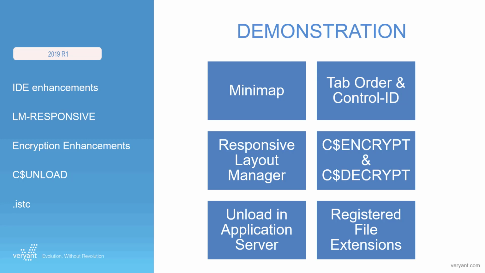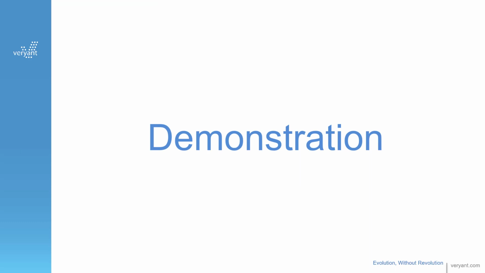We're going to look at two new features in the IDE, the mini maps and the tab order and control ID display in the screen painter. We'll go over how the new responsive layout manager helps you build screens that adjust for the screen size so your application looks just as good on a phone as it does on a large monitor. We're going to look at two new libraries, C$encrypt and C$decrypt. We're also going to look at unloading a program in the application server and why that's important. And we'll use one of the new registered file extensions that are new in 2019 R1. So let's go to the demonstration.